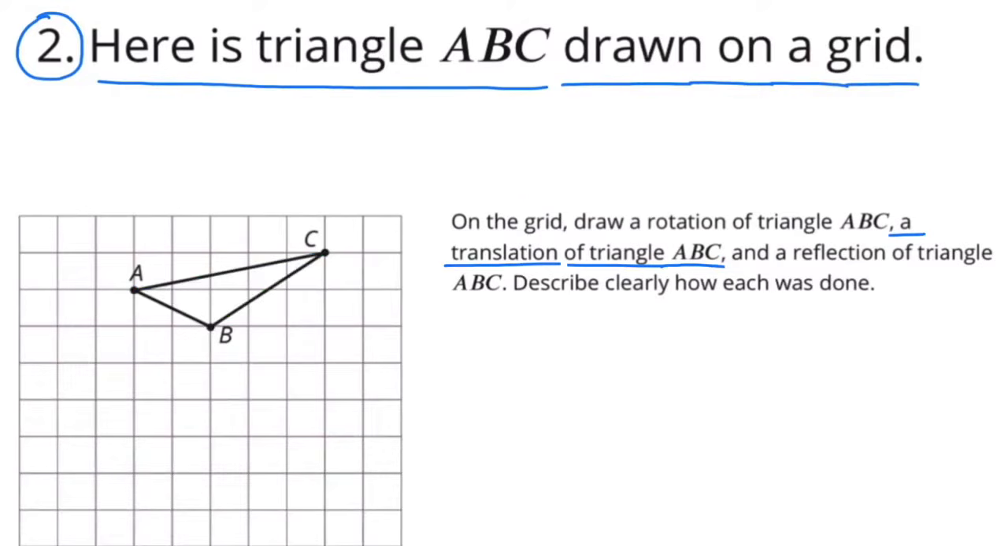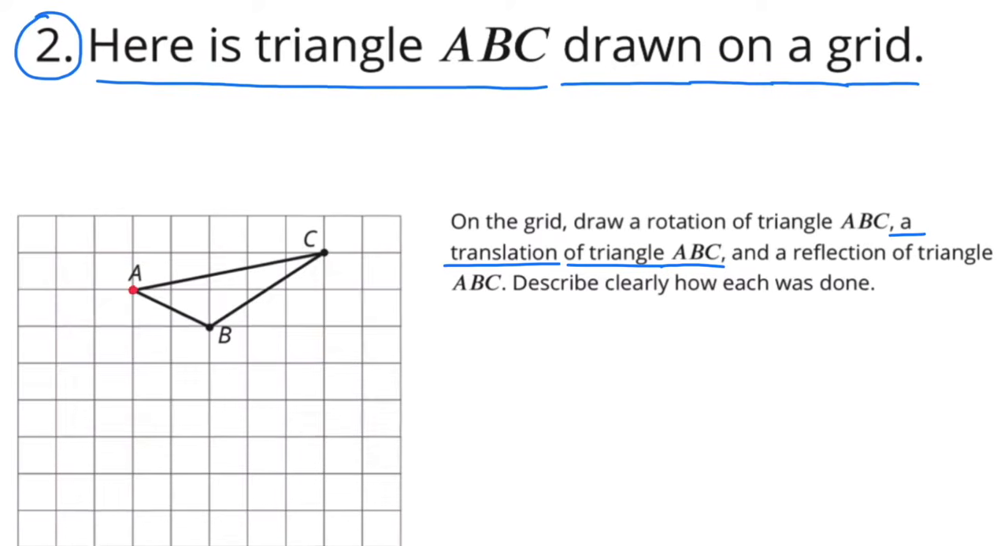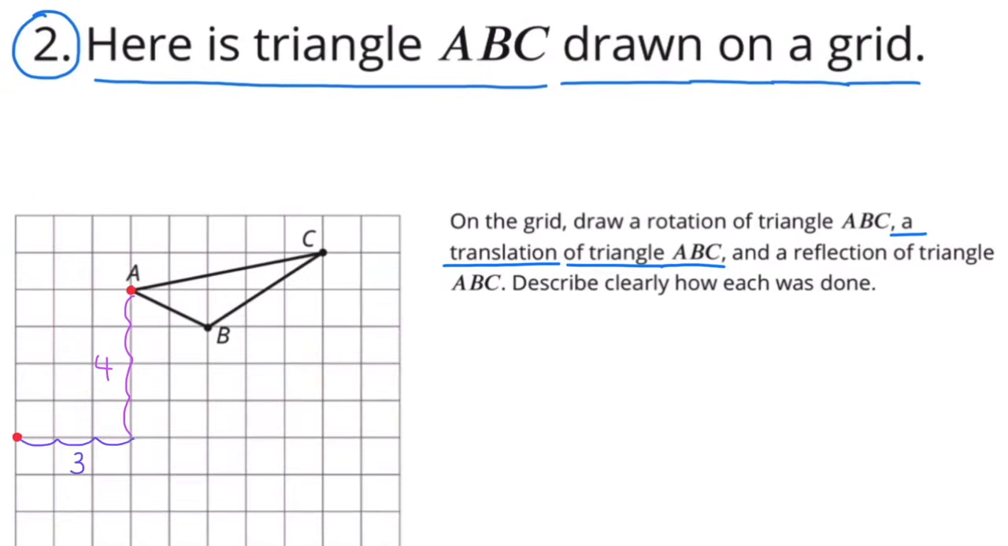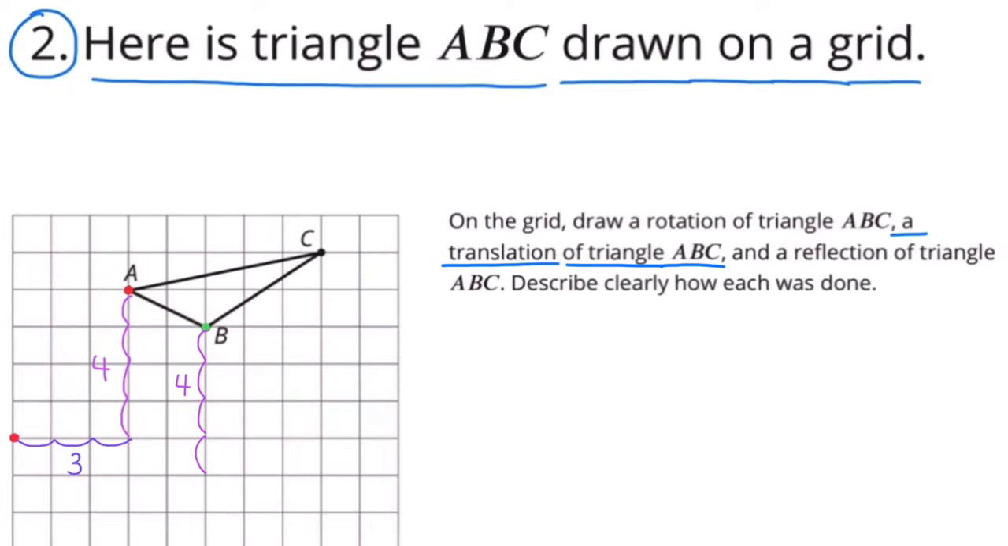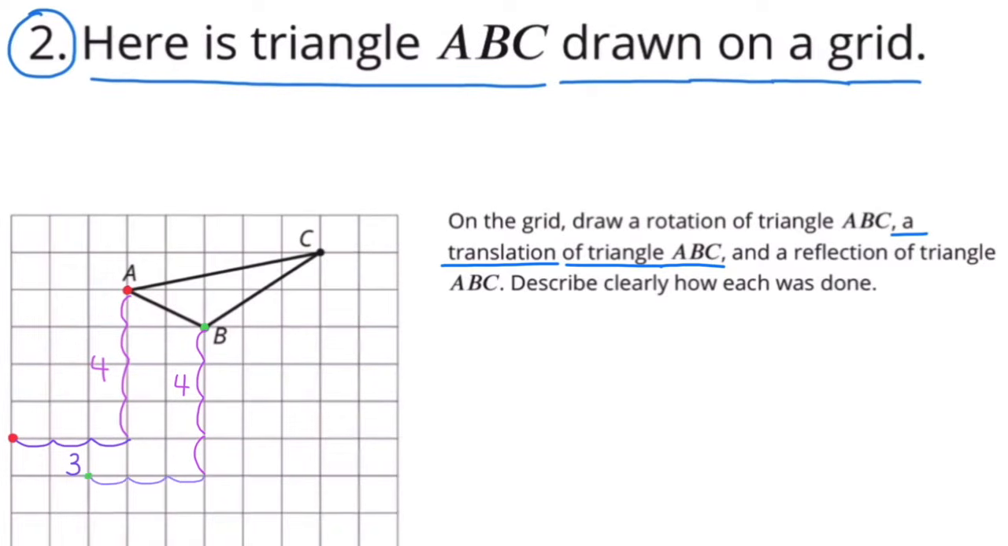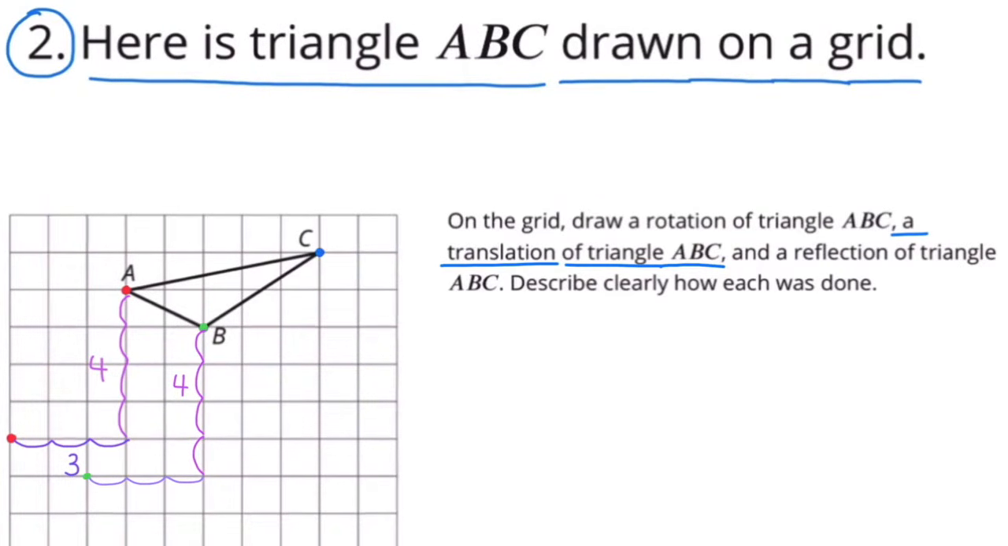Draw a translation of triangle ABC. I'm going to start by coloring in point A with the color red, and I'm going to make the translation 4 units down and 3 units across, and I'll place the new red point at that location to represent point A. Let's double check that it's 4 units down and 3 units to the left. Now I'll repeat that process with point B, 4 units down and 3 units to the left, and I'll place the new point for point B.